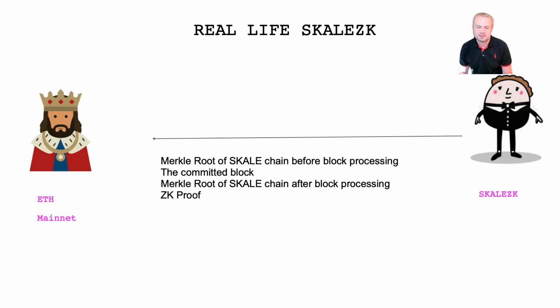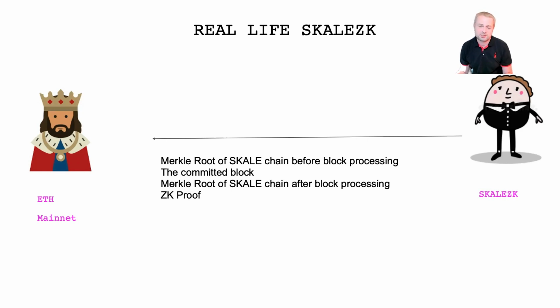So for each block that is built on SKALE-ZK, what is submitted to the ETH mainnet is the Merkle root of the entire information on the SKALE chain, including, for instance, funds and accounts and money, just before block processing. Then we also submit the new committed block, and the Merkle root of the chain information after block processing. Finally, we submit the ZK proof for all of the items above. So then ETH mainnet uses the ZK proof to verify all of these elements.